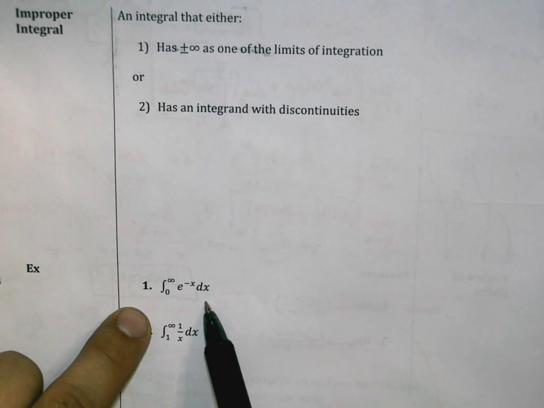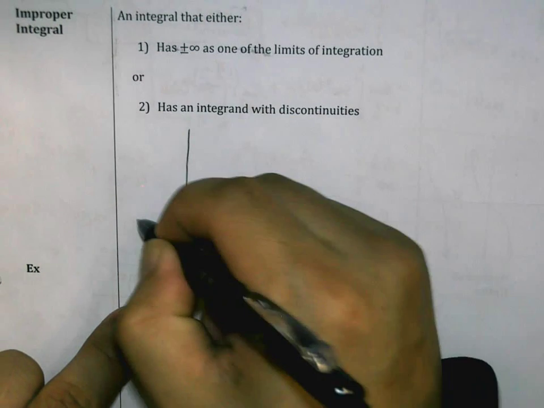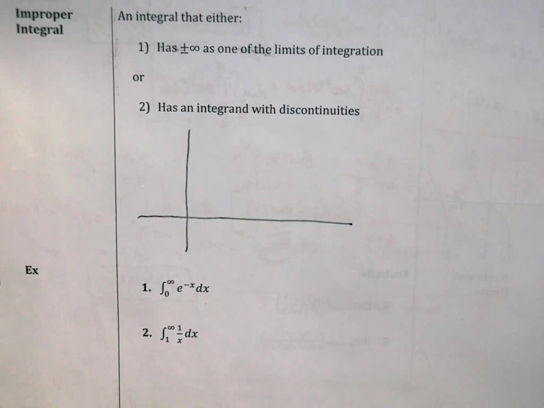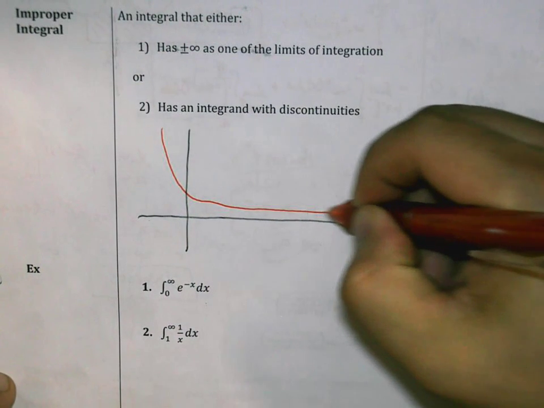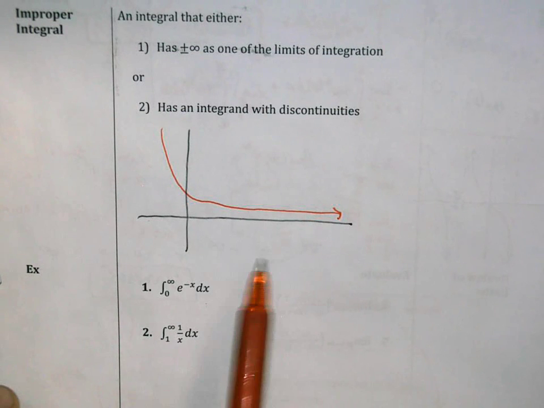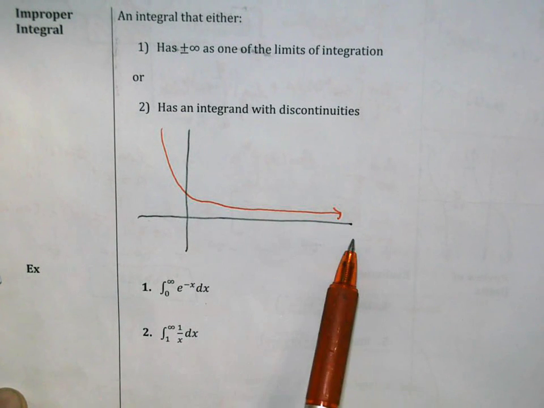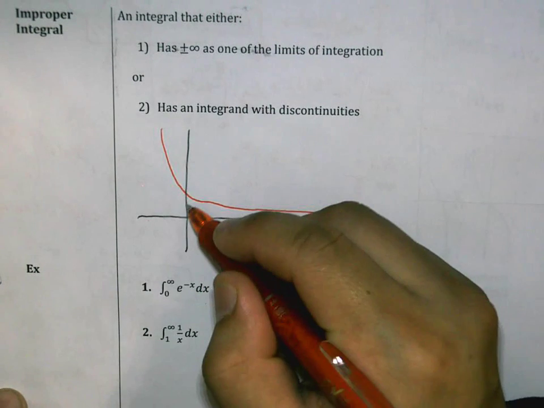First, we want to find the integral of e to the negative x from 0 to infinity. This is a somewhat intriguing example because e to the negative x looks like this. As x approaches infinity, this curve gets closer and closer to the x-axis.